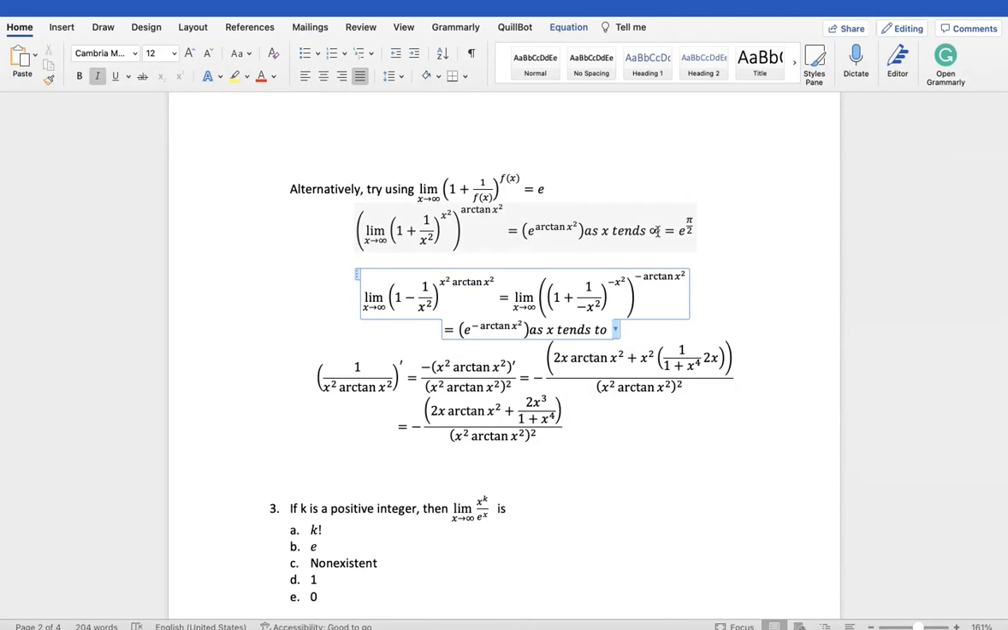to infinity, positive infinity. So as x tends to infinity, that will give you now e to the minus pi over 2, which is the answer that was obtained there. Does everyone understand that? Yes, yes.